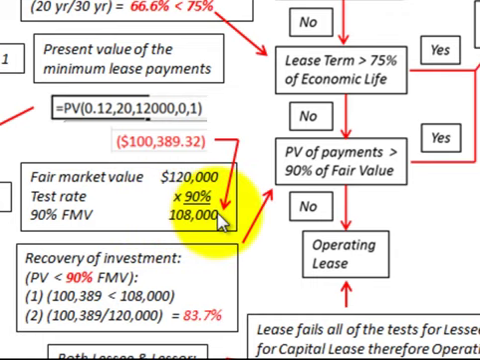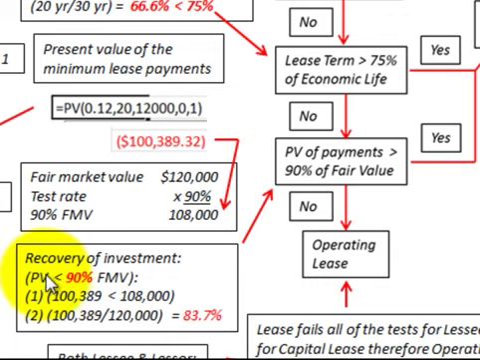The next thing we have to do is compare it to this 90% hurdle rate of the fair market value. Our fair market value of the leased asset at the beginning of the lease was $120,000. Our test rate being 90%, 90% of the $120,000 gives us $108,000. That would be 90% of the fair market value of that leased asset. Now we would compare that to the present value of those minimum lease payments of $100,389, and that is our recovery of our investment.